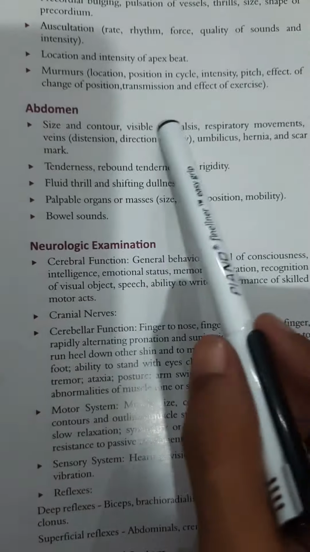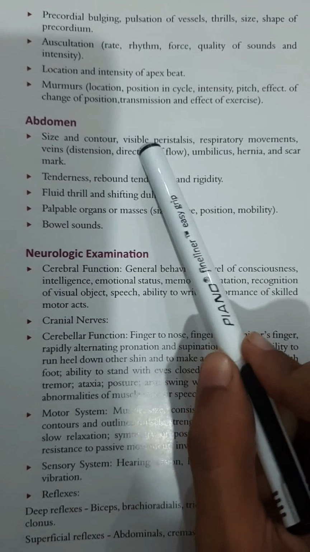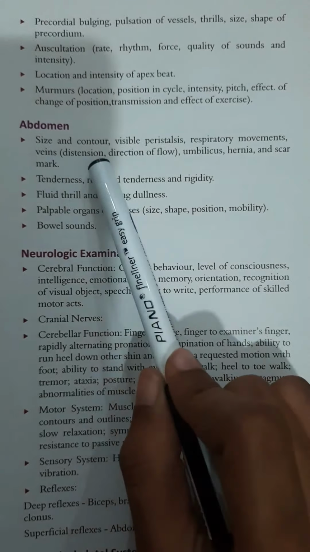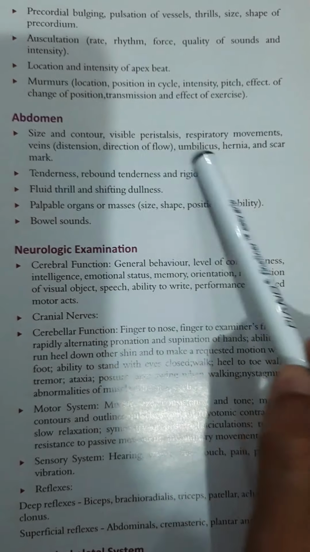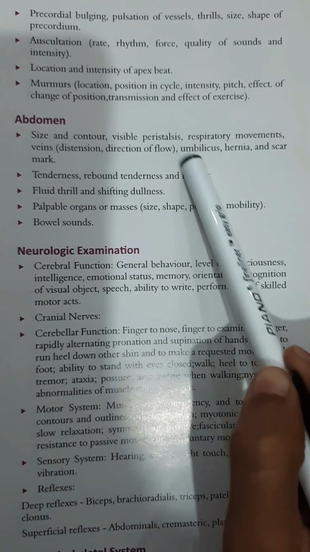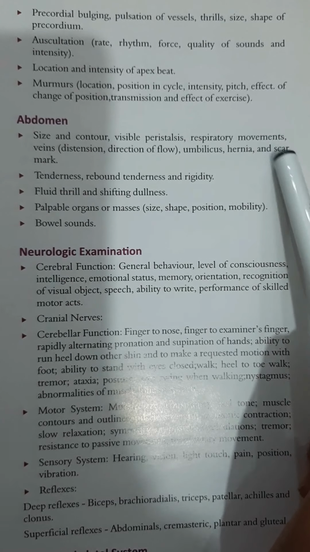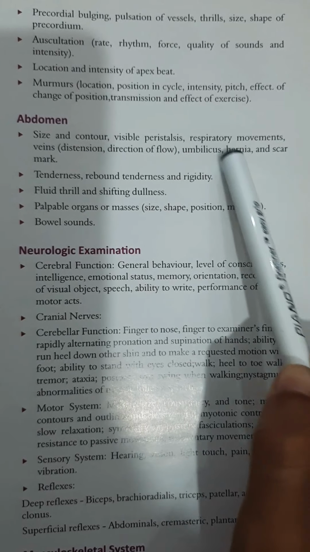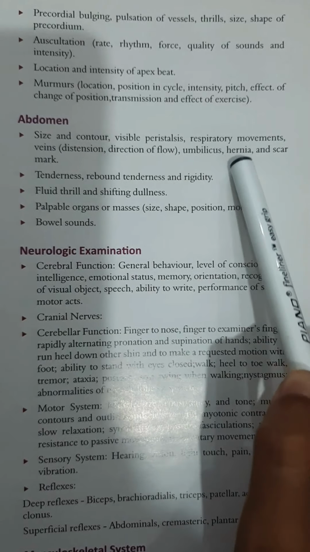In the abdomen, we will check the size and contour, visible peristalsis, respiratory movements, and veins. In veins, we will check the distension and direction of the flow, umbilicus, its size and shape, hernias. For localization of the hernia, we will check the hernial orifices and scar mark. Tenderness and rebound, tenderness and rigidity are to be checked in the abdomen.